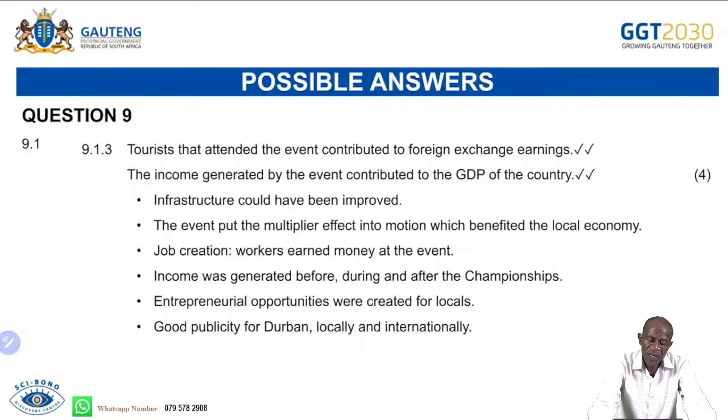Job creation, workers earned money at the event. Income was generated before, during, and after the championship, and entrepreneurial opportunities were created for local people. Good publicity for Durban, locally and internationally. Those were the economic impacts the championship had on Durban.